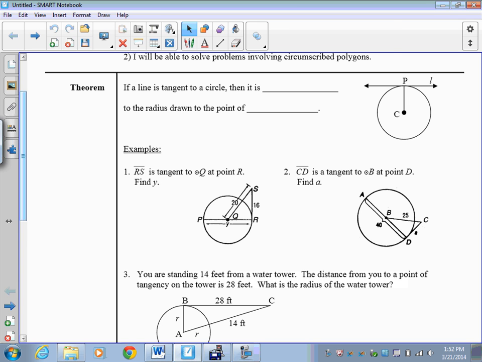If a line is a tangent to a circle, that means that we have a circle and a line that goes through it at exactly one point. That's what a definition of a tangent is.